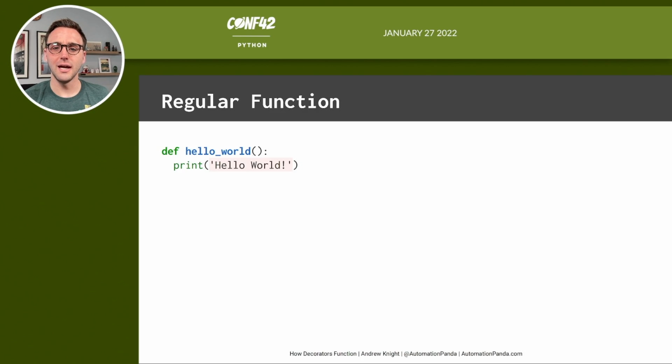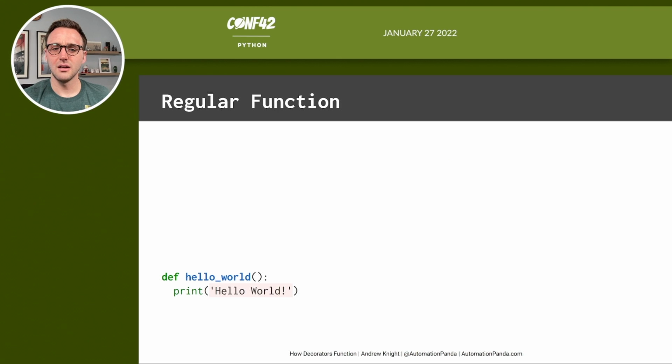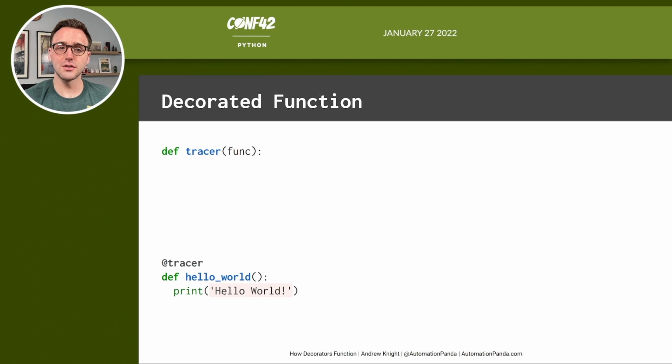Here's a regular old hello world function. When we run it, it prints hello world. Nothing fancy. Now, let's take that function and bam, add a decorator. Using this @ sign, we just added a decorator named tracer to hello world. So, what is this decorator? Tracer is just another function, but it's a special function because it takes in another function as an argument. Since tracer decorates hello world, the hello world function is passed into tracer as an argument.